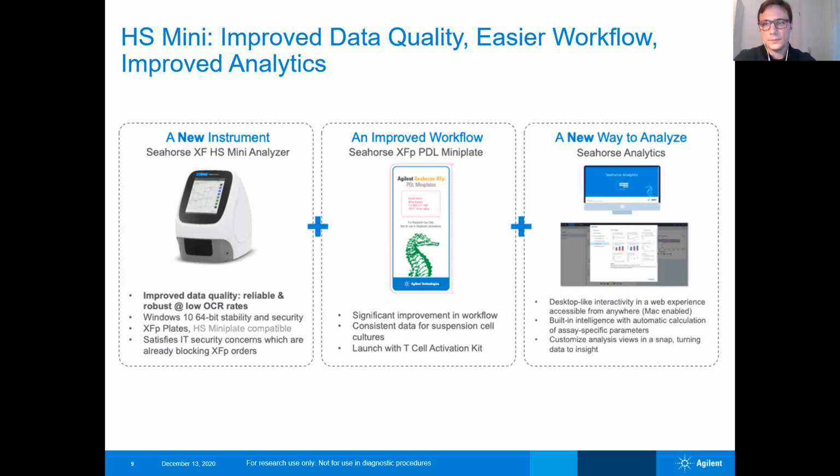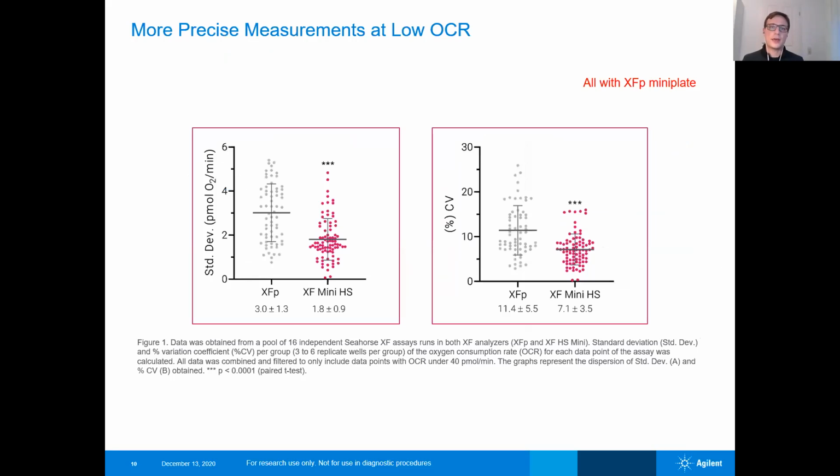And what is the special thing with this one compared to all the other Seahorses we have, also to the XFe, is that we did improve sensitivity with hardware and software improvements, and that it will have a much more robust measurement of especially low oxygen consumption rates. So we use really new algorithms there, which then reduce the variation at low OCRs below 40 picomole per minute. And this is what you can basically see on this slide. So when you look at the standard deviation between the XFp and the HS Mini with the same plates, the instrument is much more precise.